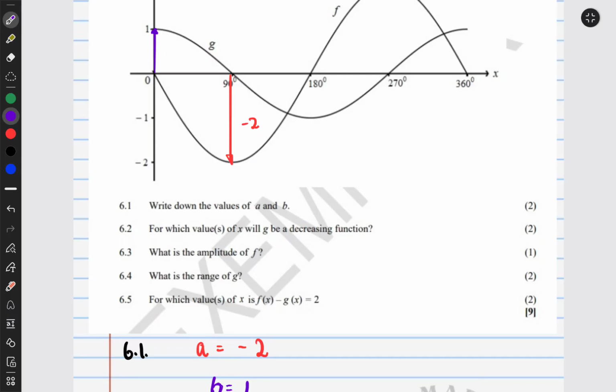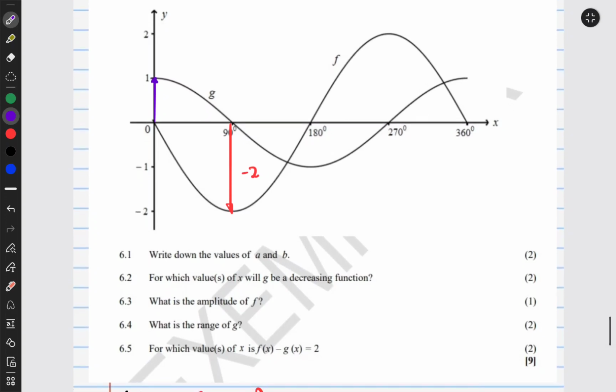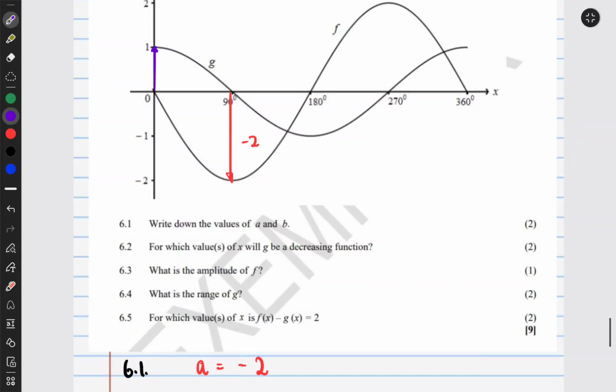and then for 6.2, for which values of x will g be a decreasing function? Remember, how do we see a decreasing function? A decreasing function is a function where, as the values of x are increasing, the values of y are decreasing. So we come to our function here. As we're going this side, the values of x are increasing, but the values of y are decreasing. We start from 1 to 0, but when we go from 0 to 90, as you see, as we increase the values of x, the values of y are decreasing.